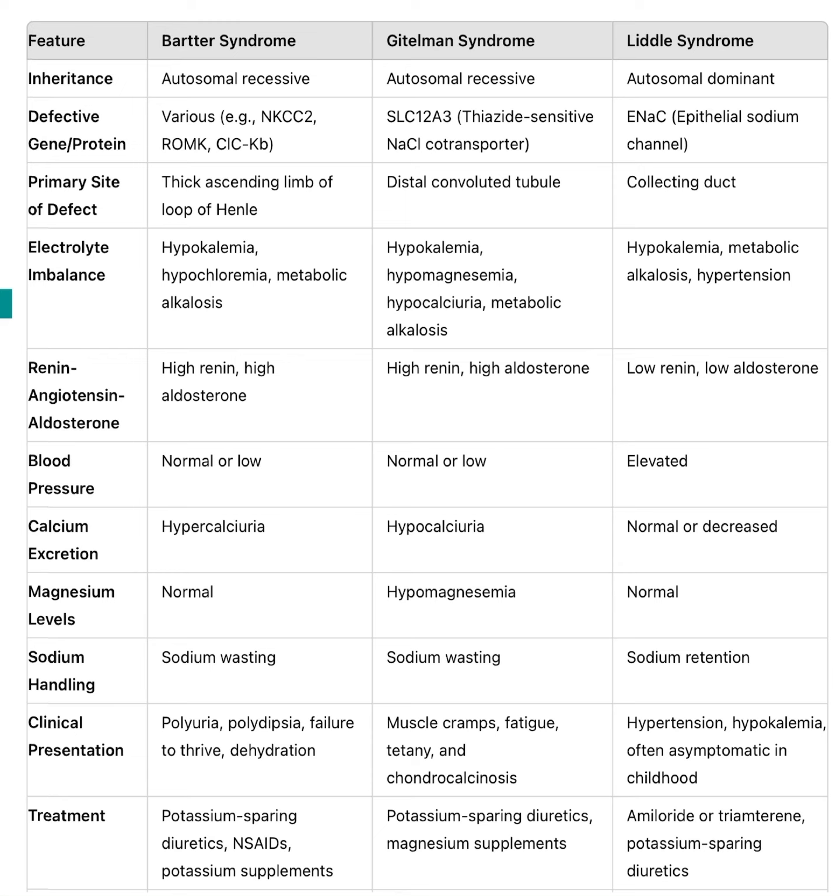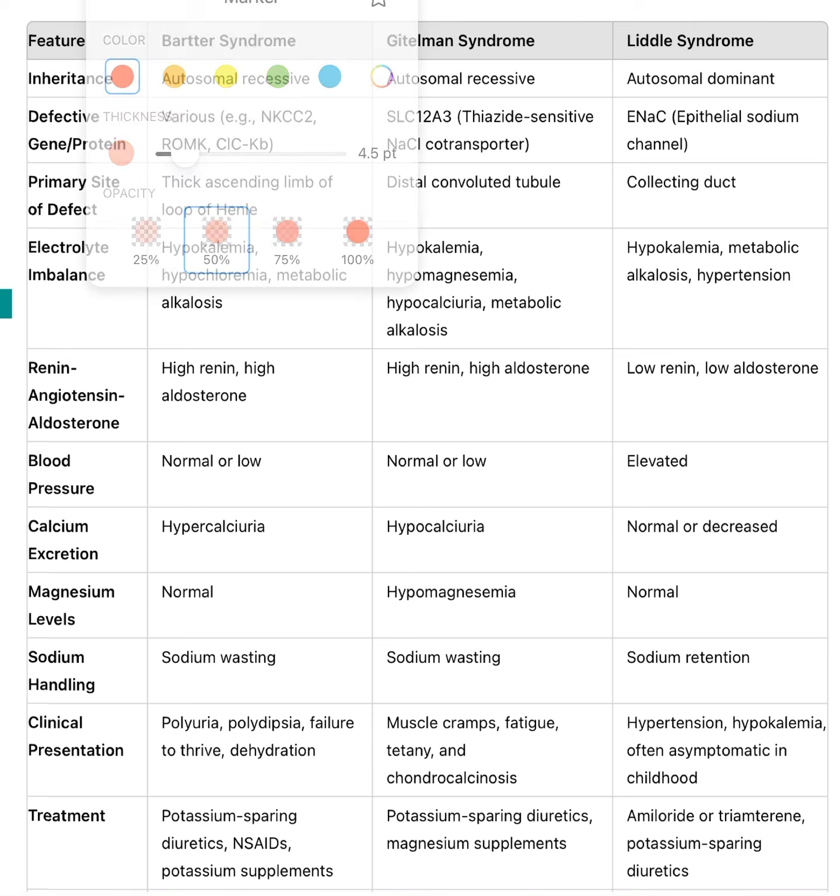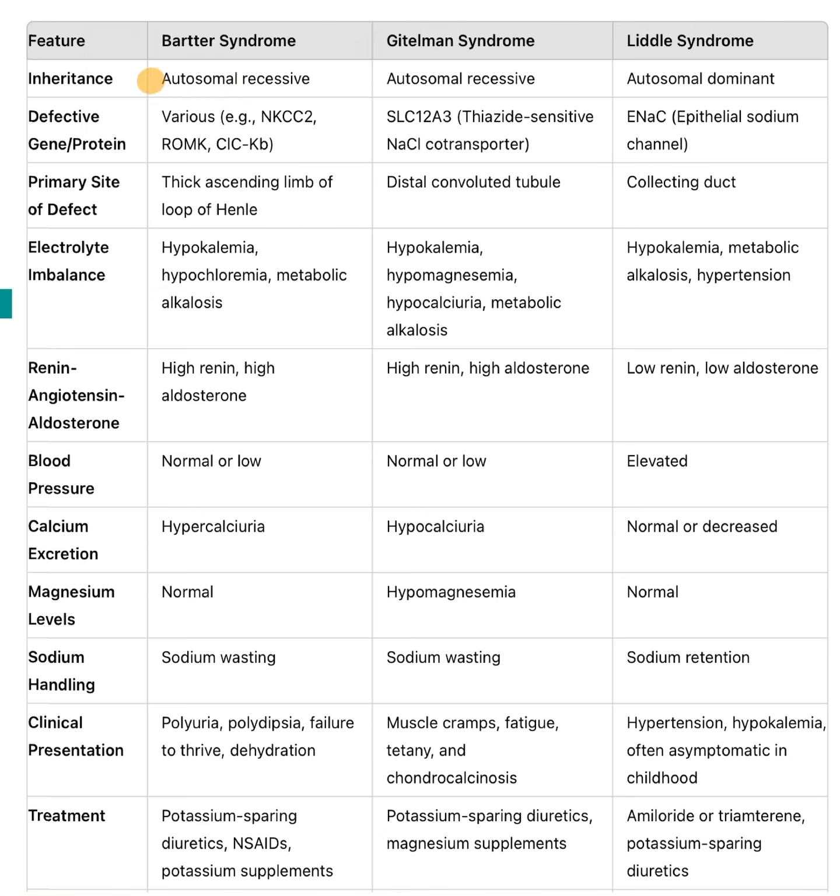Bartter syndrome and Gitelman syndrome are basically sodium-losing nephropathies or channelopathies. Liddle syndrome is the opposite, it will cause sodium retention. The presentation is also different in different diseases. Bartter syndrome is autosomal recessive. Gitelman is also autosomal recessive. Only Liddle syndrome is autosomal dominant inheritance.